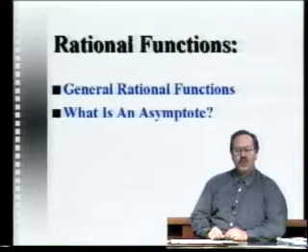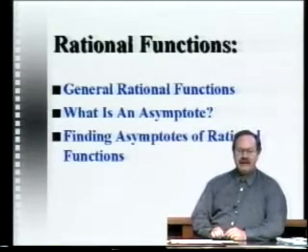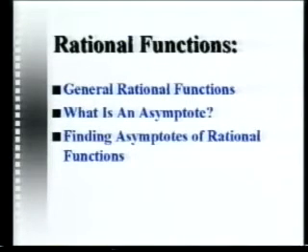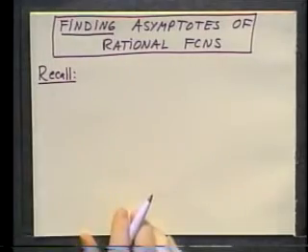We've answered the question, what is an asymptote? And now we want to address the question, finding asymptotes of rational functions, actually going about locating those once you have a rational function. So let's do that. Now let me start by recalling what a rational function is, so we'll have it in front of us here.